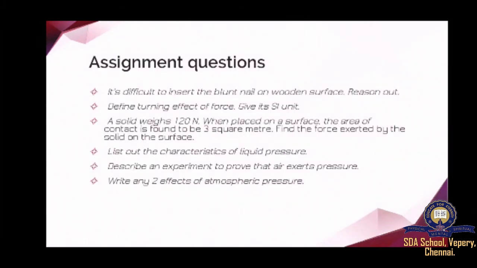The assignment questions for this week are: it's difficult to insert the blunt nail on wooden surface. Reason out. Define turning effect of force. Give its SI unit. A solid weighs 120 Newton. When placed on a surface, the area of contact is found to be 3 square meters. Find the force exerted by the solid on the surface. List out the characteristics of liquid pressure. Describe an experiment to prove that air exerts pressure. Write any two effects of atmospheric pressure.